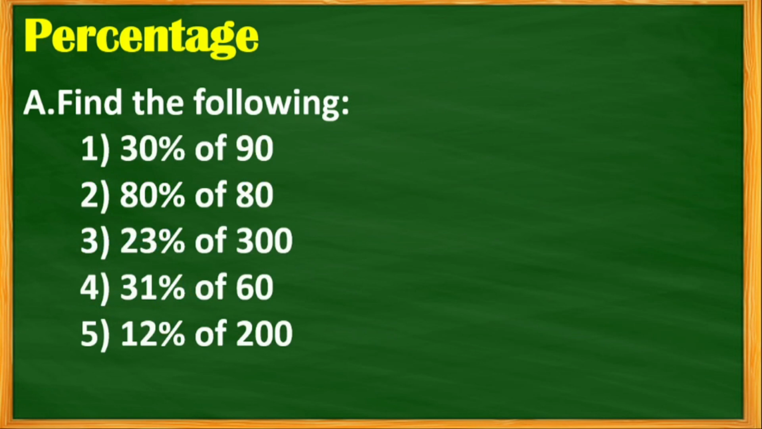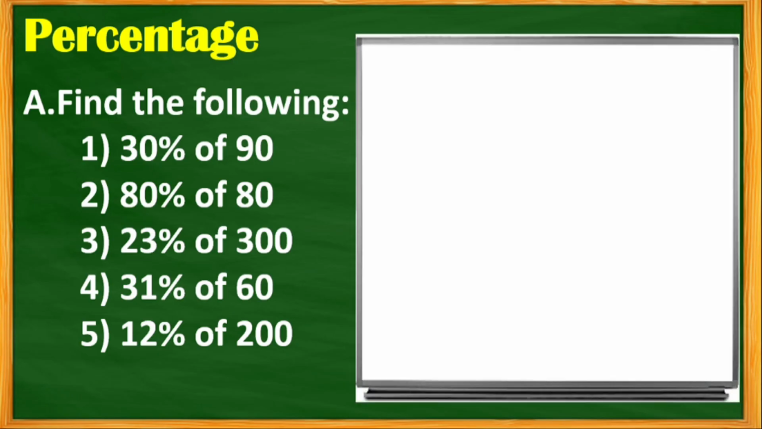But this time, we need to focus on how to find the percentage of a given number. So, let's find the following. For number 1, we have 30% of 90. How do we get this one? We have number 1.